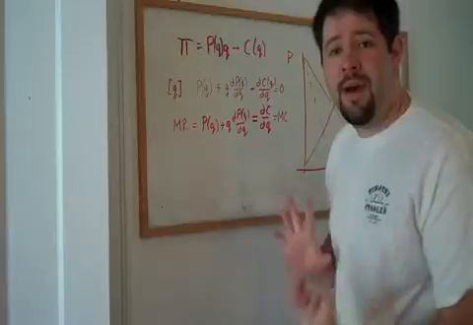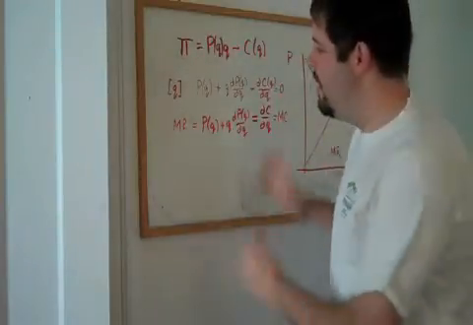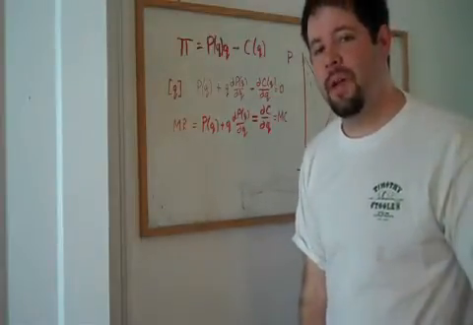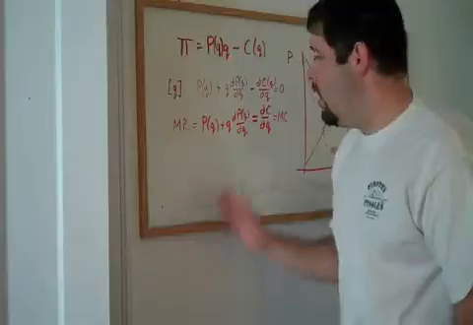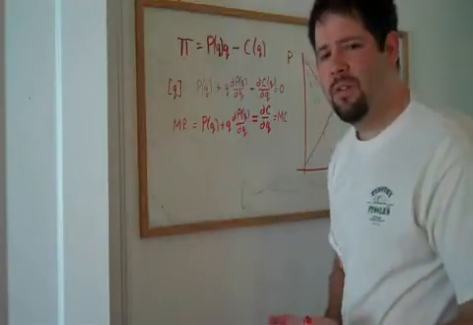So this is how in general you would do this. You just set up a profit maximization problem, find the first order condition, and solve that first order condition for the profit maximizing quantity.